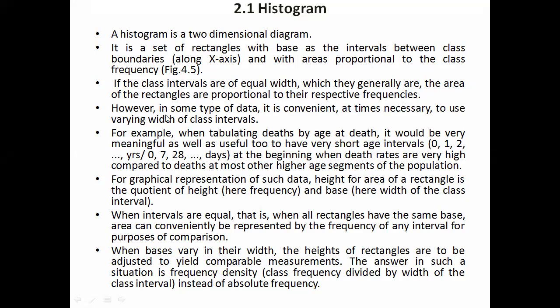However, in some types of data it is convenient, at times necessary, to use varying widths of class intervals. For example, when tabulating deaths by age at death, it would be very meaningful as well as useful to have very short age intervals like 0, 1, 2, 3, 4, like that.